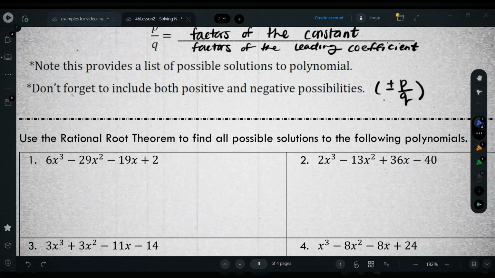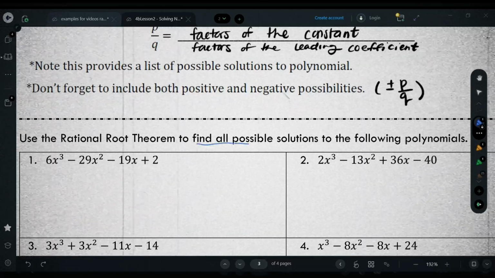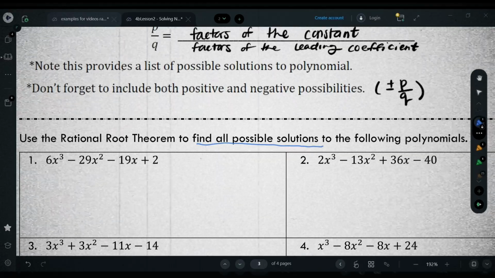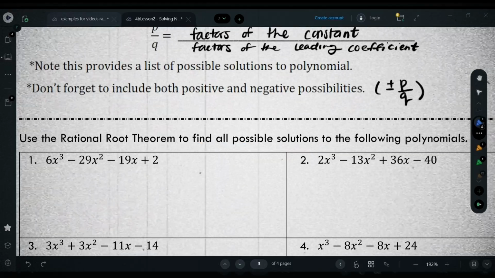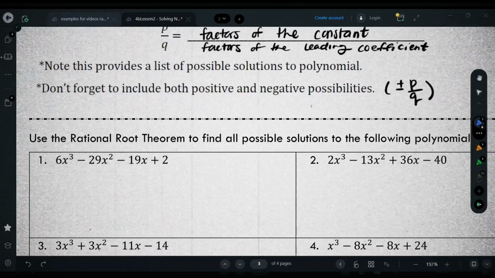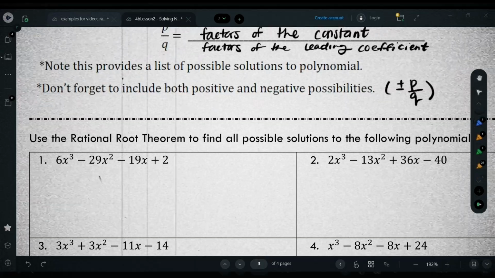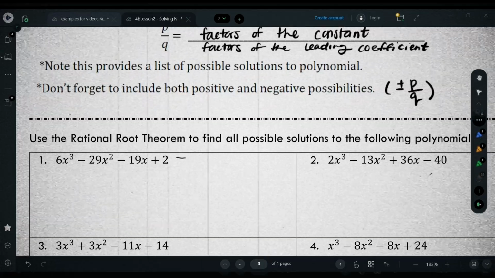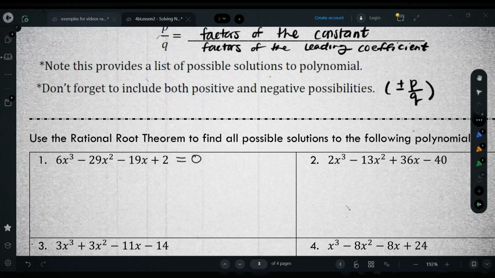Use the rational root theorem to find all possible solutions to the following polynomials. Okay, so we're not actually going to solve and do the whole process. We're just going to figure out what the possible solutions are. So number one, here's our polynomial, and let's say that we have this equal to 0. So now we're ready to solve it.